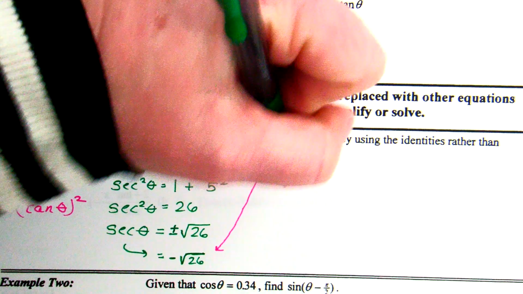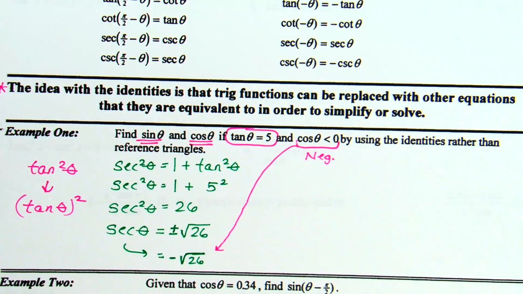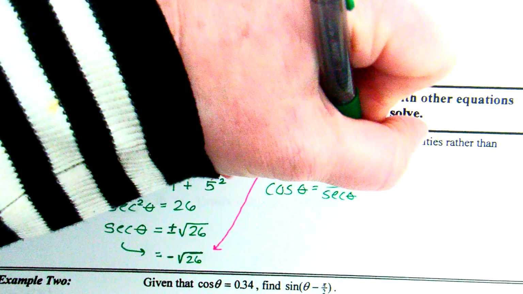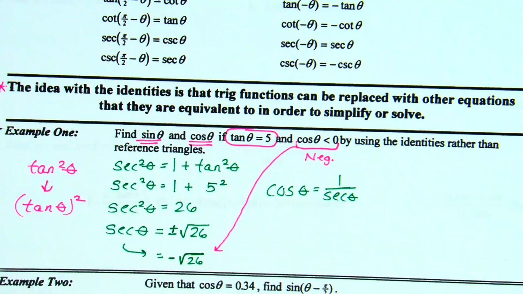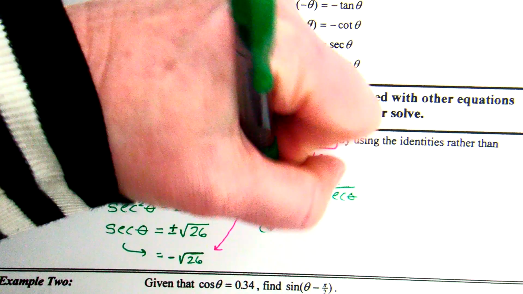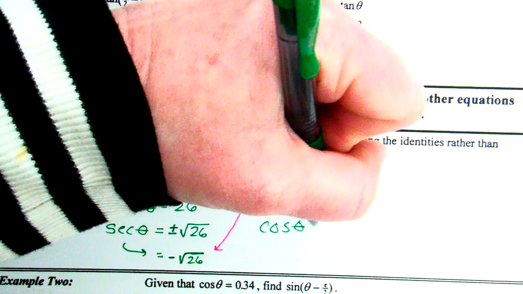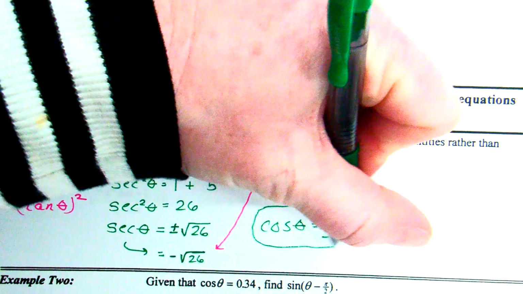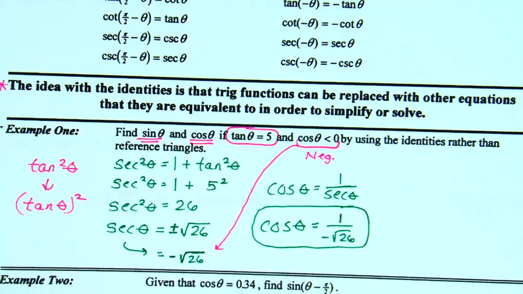If I go up to my identities, if I want to pair this up with an identity, I'm talking about my reciprocal identities at this point, and the idea that cosine theta is equal to 1 over secant theta, right? That's another identity pulled from my list up top. So that means cosine theta is 1 over negative square root of 26. Good news, I'm boxing it, which means you don't have to worry about rationalizing. So that Pythagorean identity, there was a reason we found secant. Once you know secant, it's really easy to know cosine.